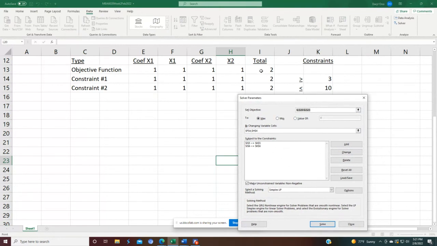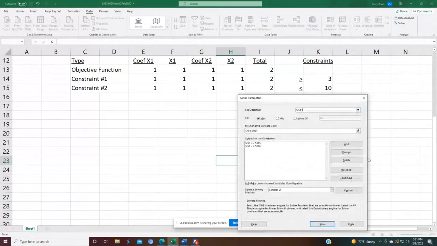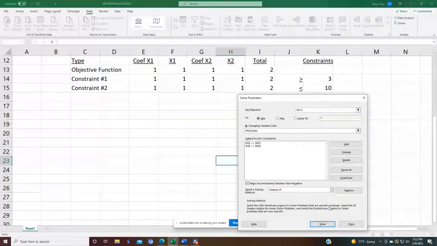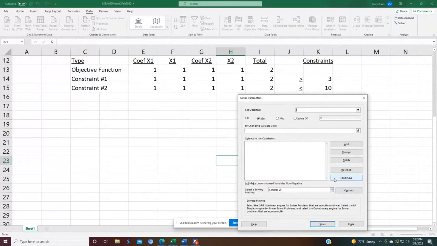So I want to maximize, in this case, I13. So set the objective I13 to a maximum. How about this? Let me reset all of these. Okay, so we got a clear screen here. All right. So now I want to maximize I13. We set that to a maximum.